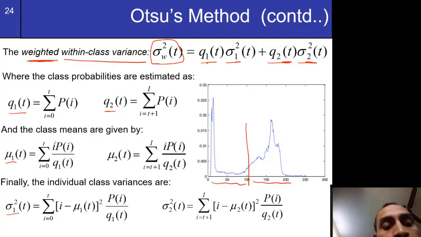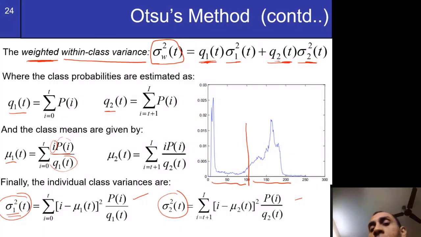And how do you calculate mean and variance? The same formula. Their intensity value multiplied by the number of pixels of that intensity value, you sum this for all the intensities and divide by the total number of pixels. That gives you the mean. Similarly, variance is the squared difference from the mean. These are the standard statistical formulas. Finally, you have to calculate each class variance and weight it by the number of pixels belonging to each class, and that gives you the weighted within class variance.